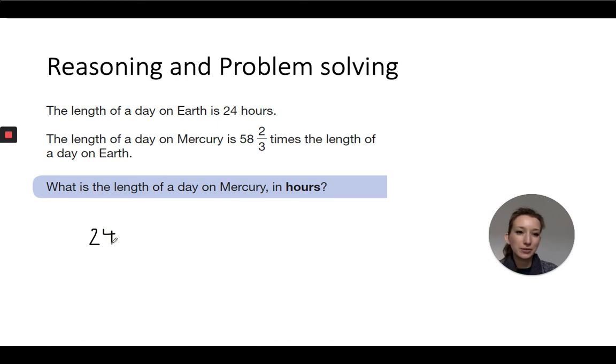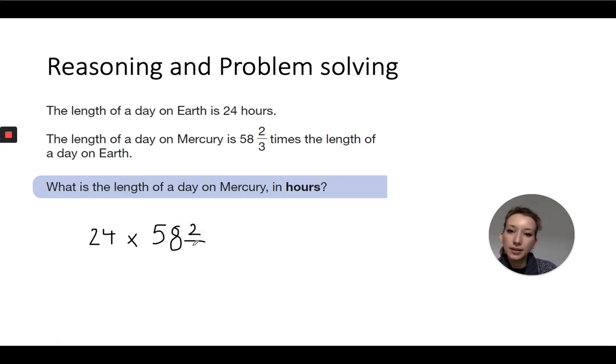So have a go yourself, have a pause, see how you get on with that, and then we'll go through it together. Okay. Right, let's go ahead. Hopefully you've had a chance to pause and write something down. So 24 times 58 and 2/3. So you could tackle this in 2 different ways.